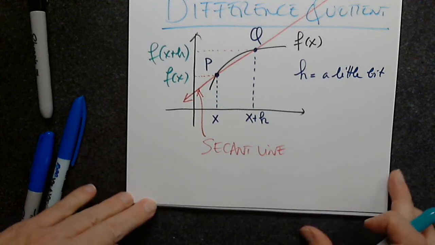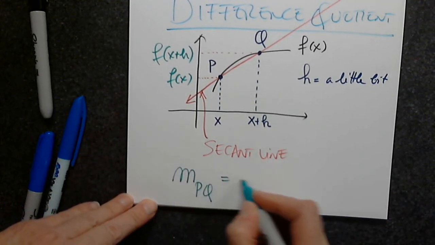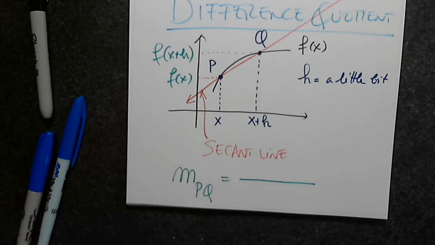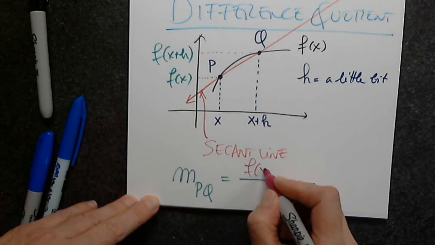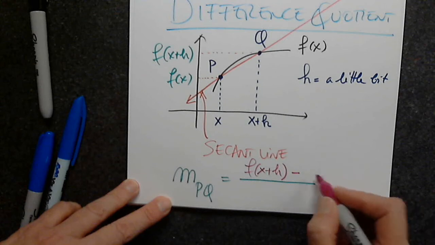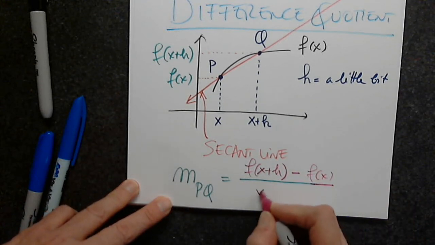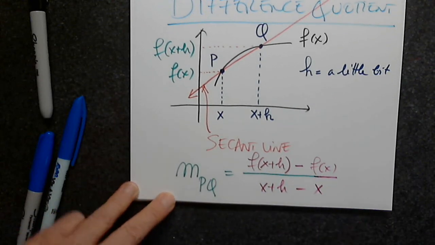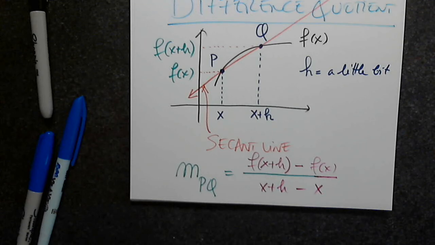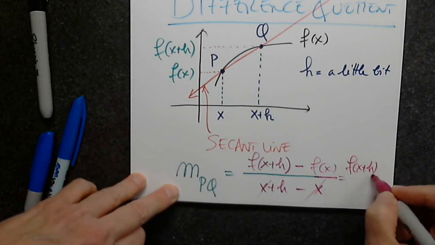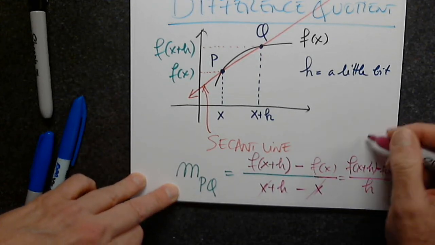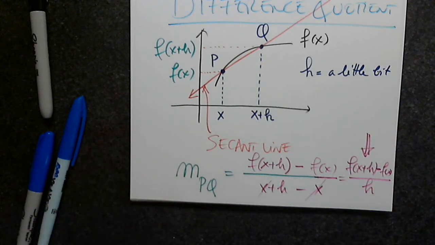At this point, I'm going to ask you to find the slope of the line PQ. And what would you say? f of x plus h, excellent, minus f of x, excellent, divided by x plus h minus x. Excellent. Great job. Any questions on this? Obviously, these two go away. So the final form is f of x plus h minus f of x divided by h. This has to be memorized. In pre-calc and college algebra, we do not ask our students to memorize this because nothing follows for them necessarily in that class. But the entire course is based on this.